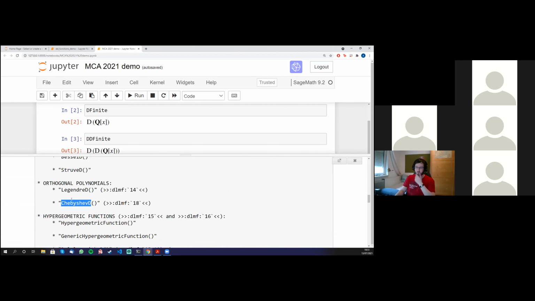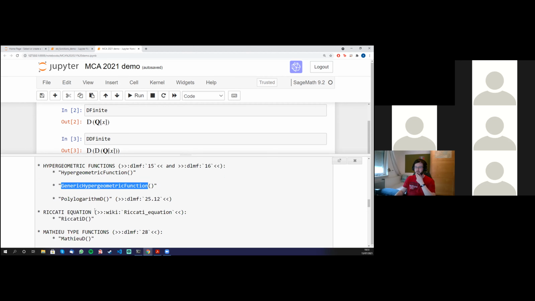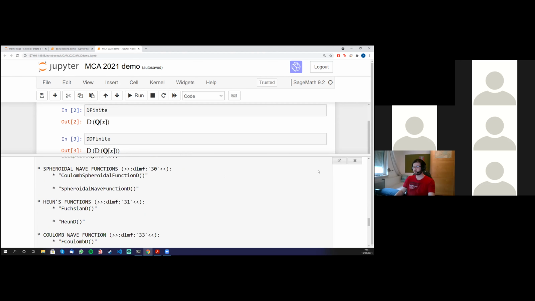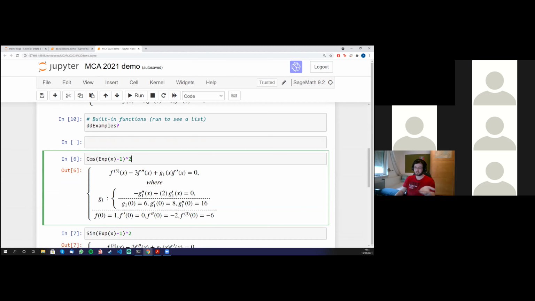You don't need to know the differential equation. Also, as I mentioned, the hypergeometric functions and the PFQ functions are also included, the solutions to the Riccati differential equation, Mathieu functions, and so on. So there are plenty of examples here already included, and you can start working with it. For example, you can compute an equation that is satisfied by the cosine of the exponential minus 1 squared, and this would be DD-finite because exponential is D-finite and cosine is D-finite. And you see here the equation is just an order 3 differential equation with a G1 in the first derivative coefficient that is defined with another linear differential equation, this time with constant coefficients and some initial values over here.